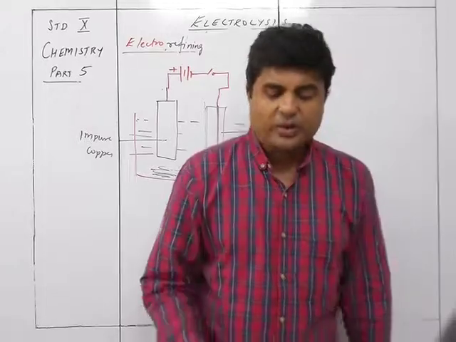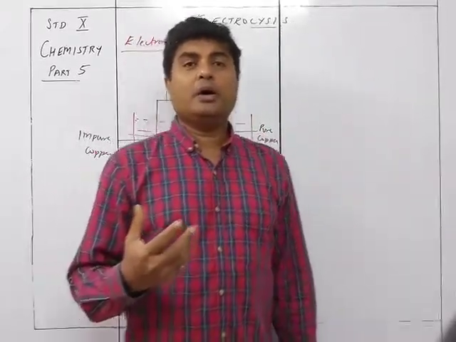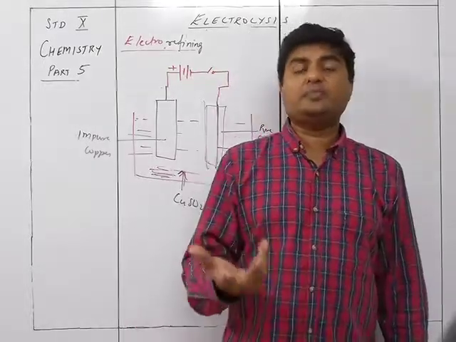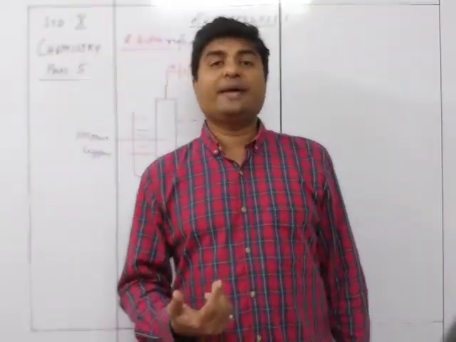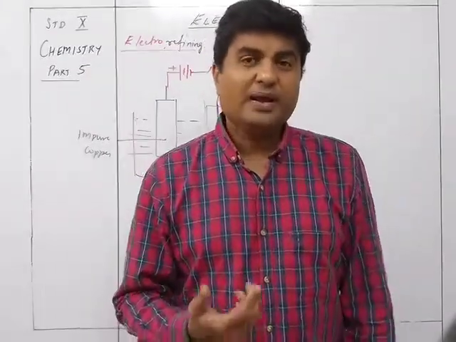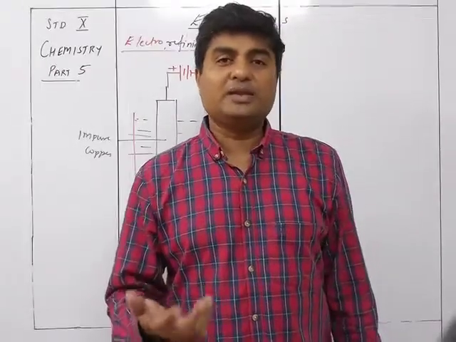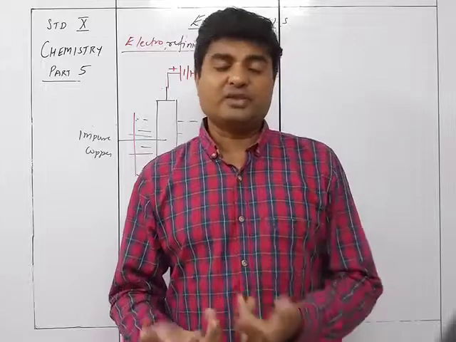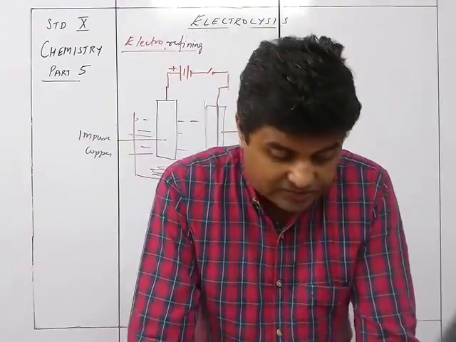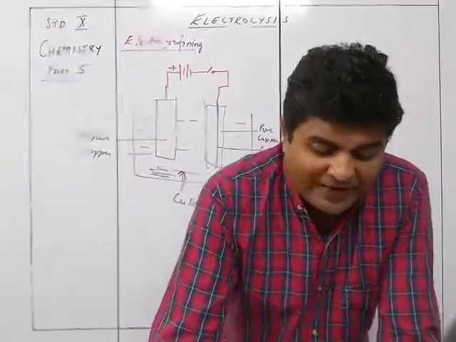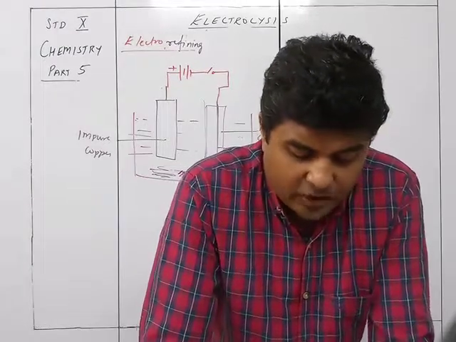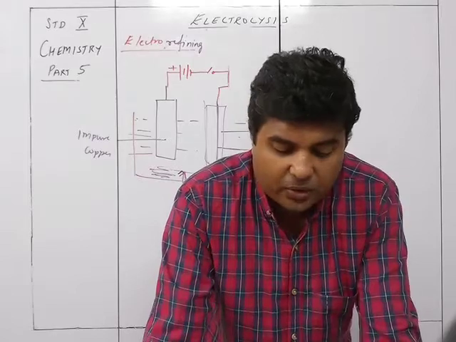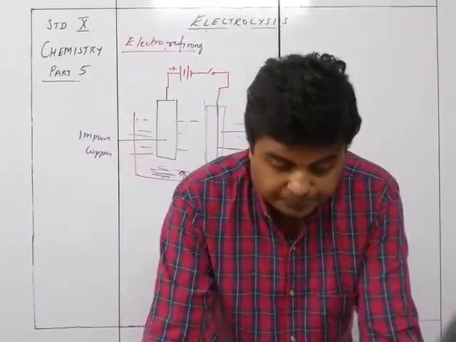So the process or the method by which we are extracting these metals from their ore is called electrometallurgy. Electrometallurgy is the process by which metals are extracted from their ores using electrolysis. So potassium, sodium, calcium, magnesium and aluminium are extracted by electrolysis of their fused salts.